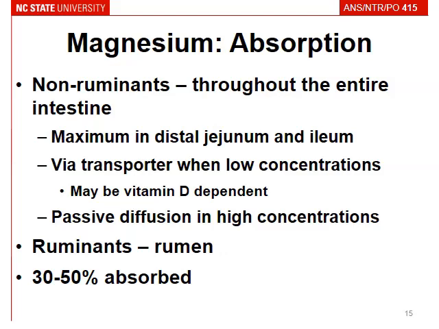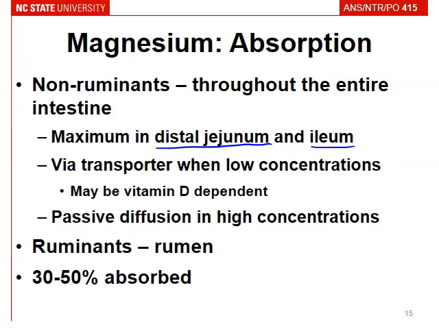So how do we absorb magnesium? Well, in non-ruminants, it's absorbed throughout the entire intestine, from the duodenum all the way to the colon or the large intestine. But the majority of it is absorbed within the distal jejunum and the proximal ileum. So those are the primary places that it's going to be absorbed.